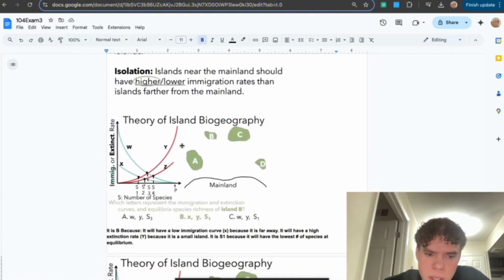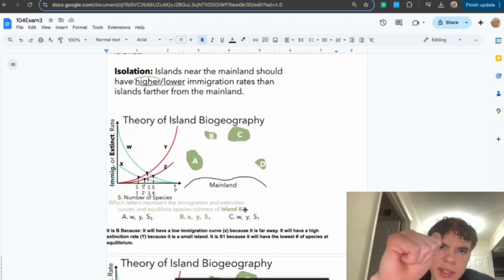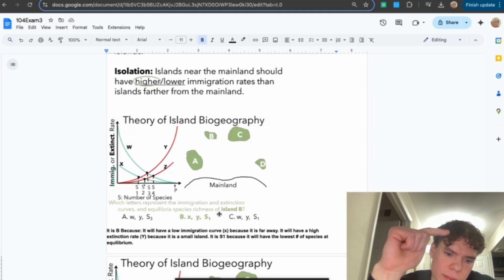So these are different immigration and extinction curves. We want to determine what it is for each island. Which letters represent the immigration and extinction curves of species richness of B? B is farther away, so it's going to have high extinction but low immigration.